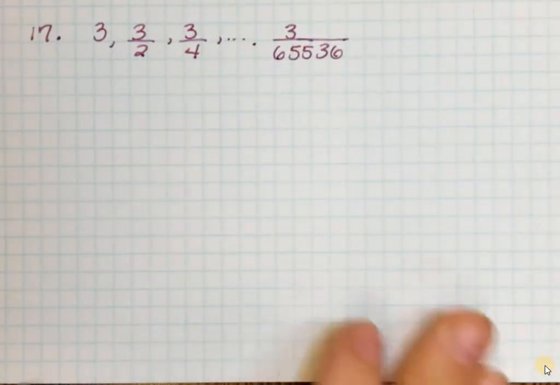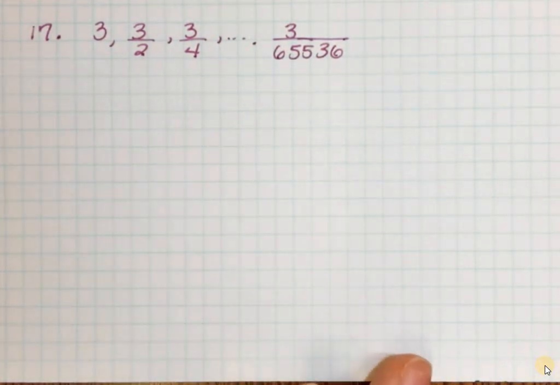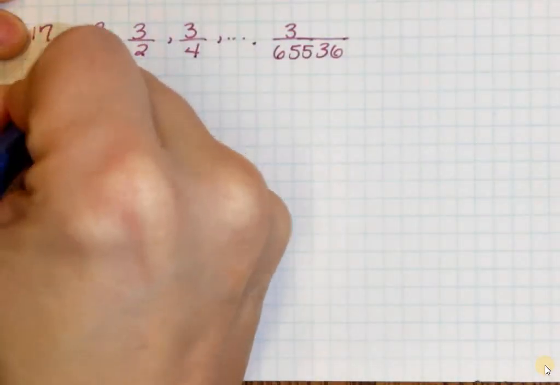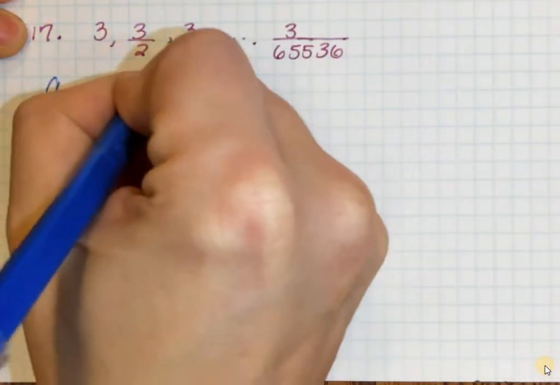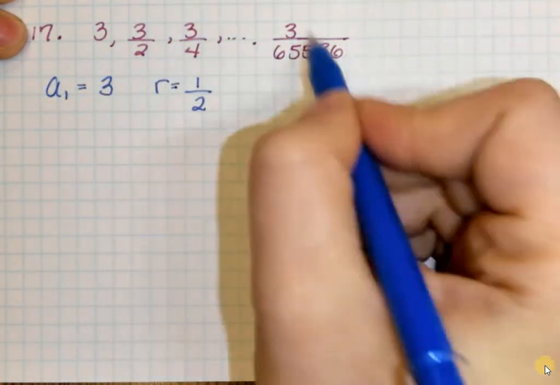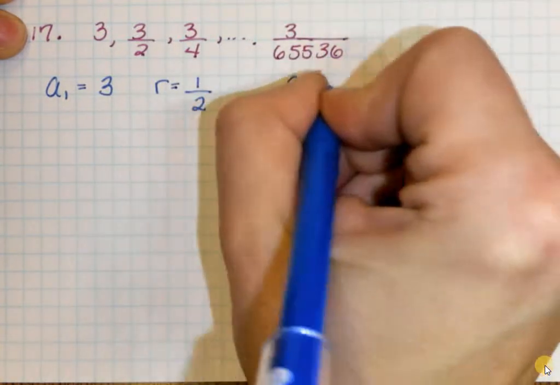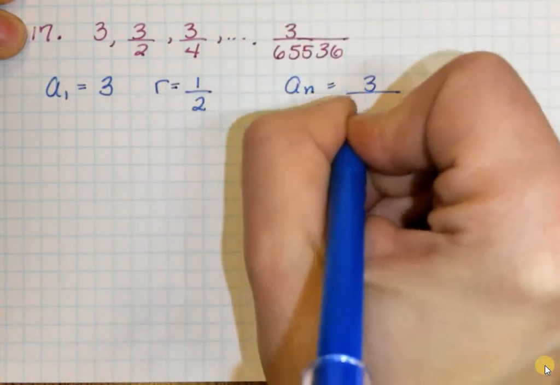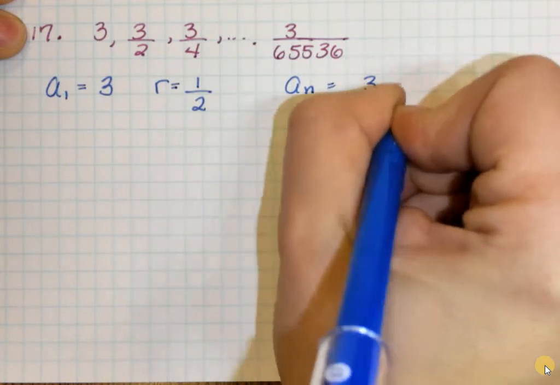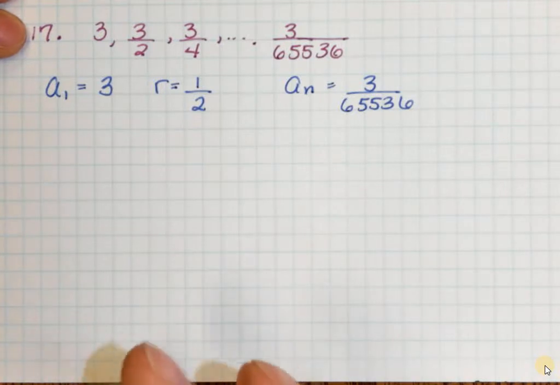Okay? All right. Now, what is going on in each of these? 1/2. Yeah, so that's your ratio. So if I look at this, I know that my first term is 3. I know that my ratio is 1/2. The problem is I need to know what n is. I have a whole lot of terms here because I get all the way up to 3 over 655,36. And this is actually the hardest part of this question, solving for that n.